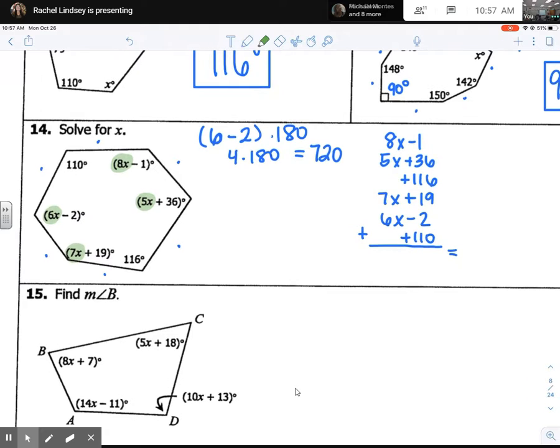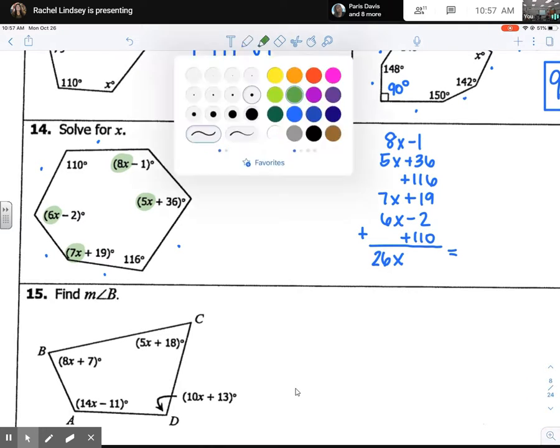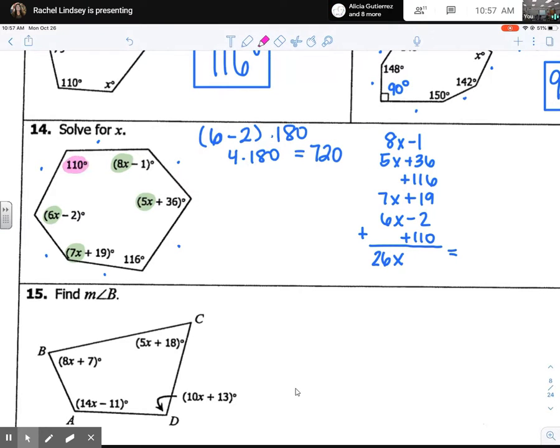26. And then all the numbers equal 26x. And then add up all the numbers. So 110 minus 1 plus 36 plus 116 plus 19 minus 2 is 278. Let's go.